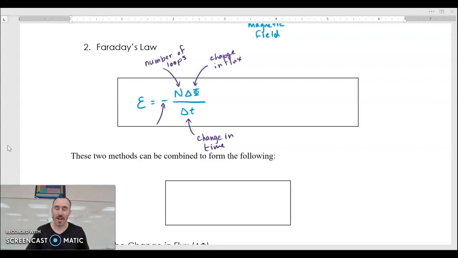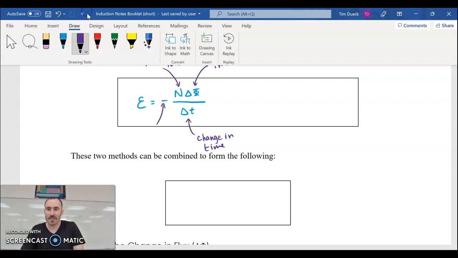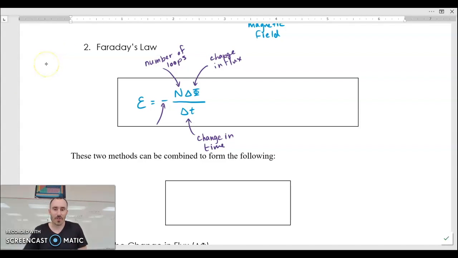We are going to talk about that a little bit more in Lenz's law. Okay? That's the next lesson. So we can combine these two things to make a new formula. But actually, let me expand Faraday's law first. So this will give us negative N, and then change in flux is final flux minus initial flux, right? So this would be flux 2 minus flux 1 divided by change in time.